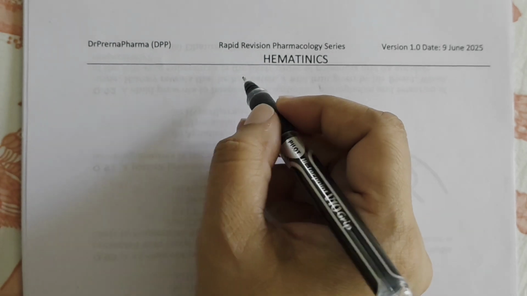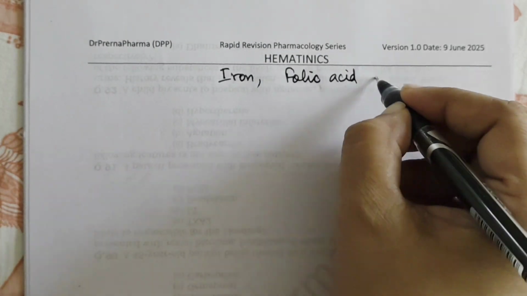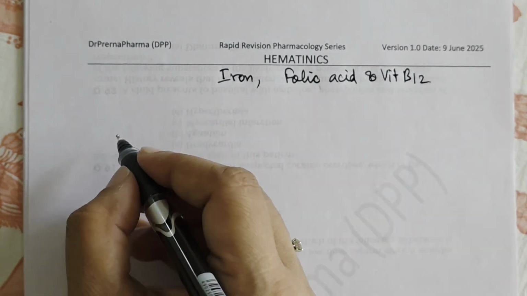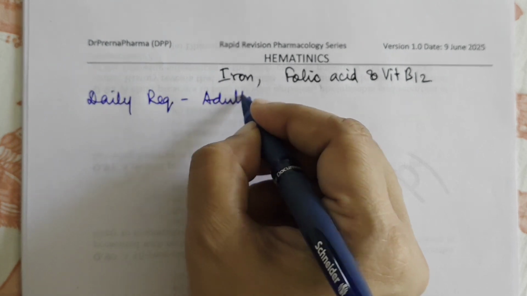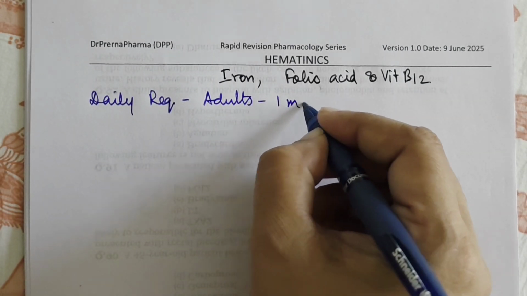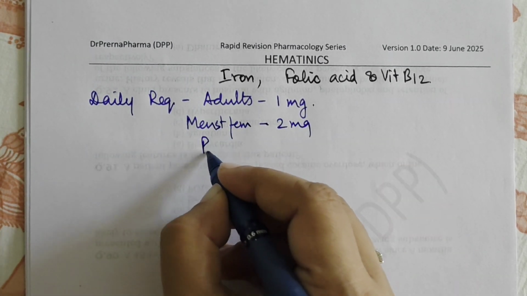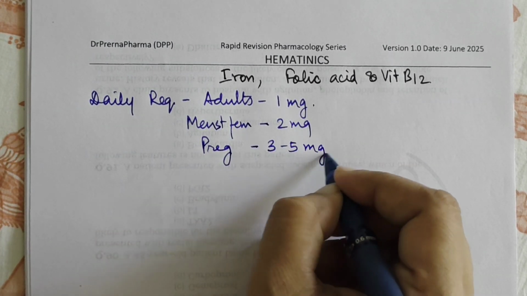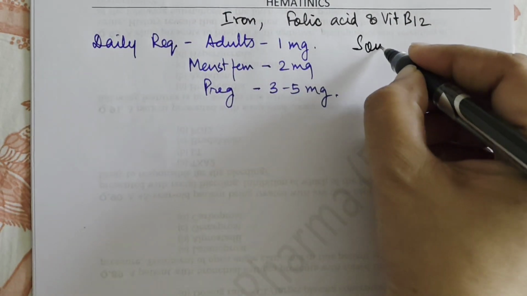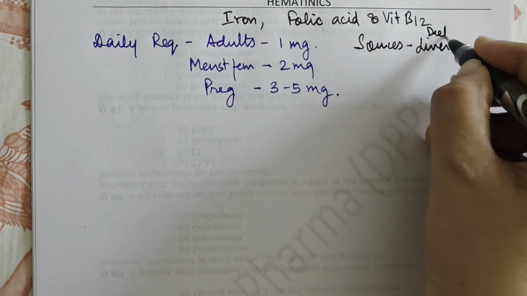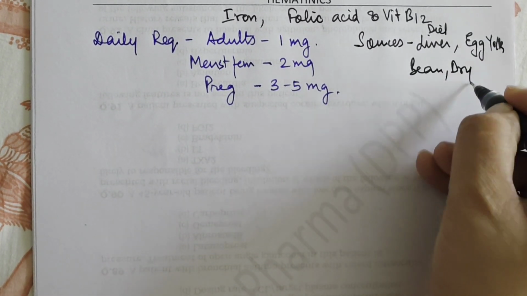Now the last part of this whole video, that is iron, folic acid and vitamin B12. इसके ऊपर आते हैं. So iron, daily requirement of iron in adults it is 1 milligram. In menstruating females it is 2 milligrams, and in pregnancy it is 3 to 5 milligrams. So in this, the daily requirement is this. Then sources, you can get it from dietary liver, then egg yolk and beans and dry fruits, right?